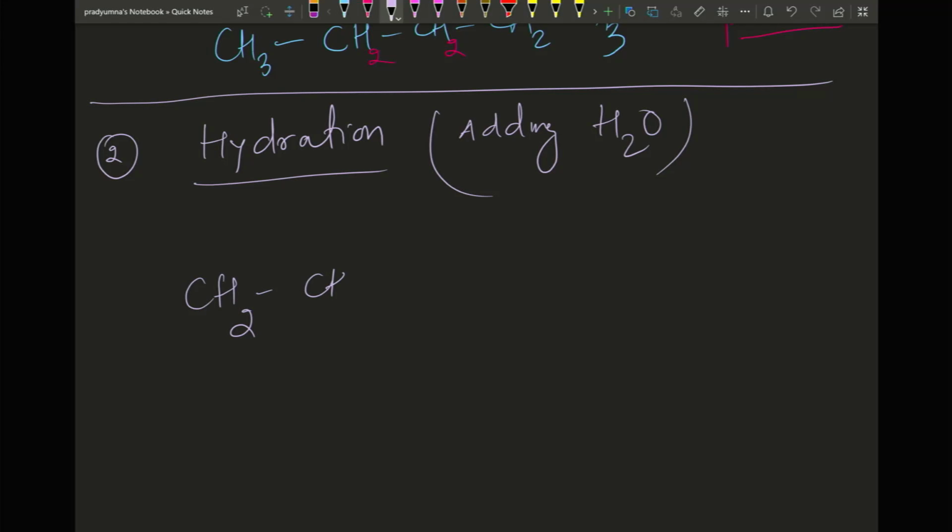CH2, CH2, and what is this? Ethene, right? Two carbon atoms, ethene. Okay, so we're going to add water. So remember, water is made up of hydrogen and oxygen. If you want to write it like this, or like this, OH. So water is made up of hydroxide and hydrogen, right? So OH and H.